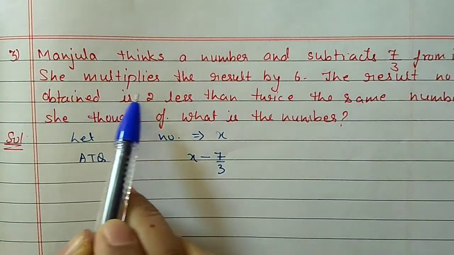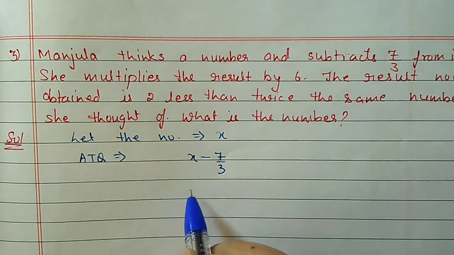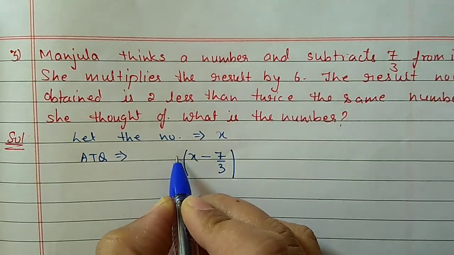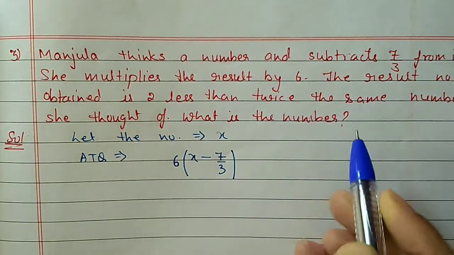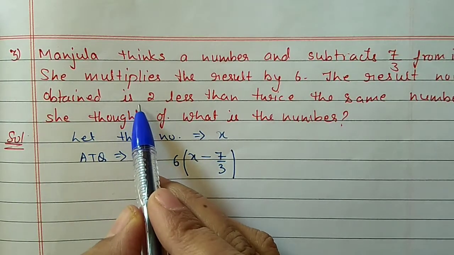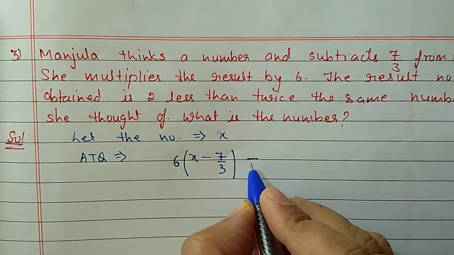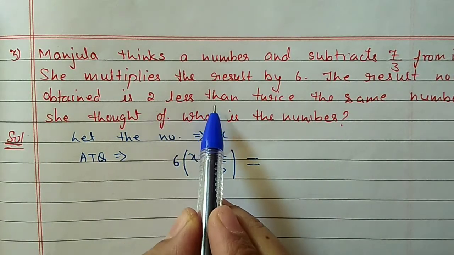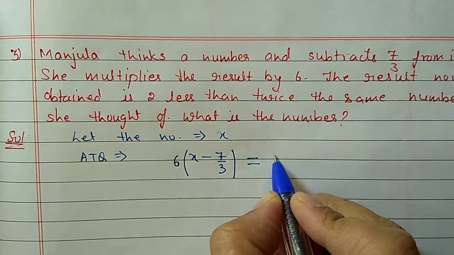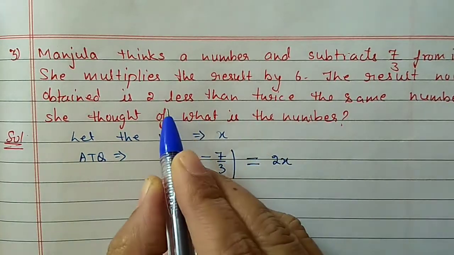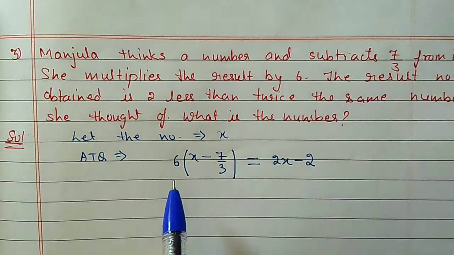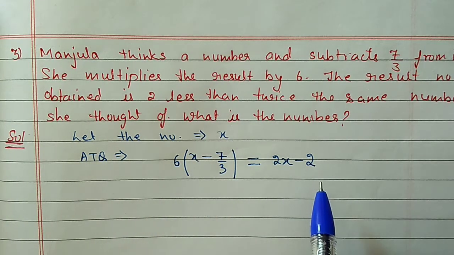Now she multiplied the result by 6. So this result, x minus 7 by 3, this is the result. This result she multiplied with 6. The result now obtained is, means we have to put the equal to symbol. Now this result is 2 less than twice the number. Twice the number means 2x, and 2 less means 2 we have to subtract. So this is our linear equation.